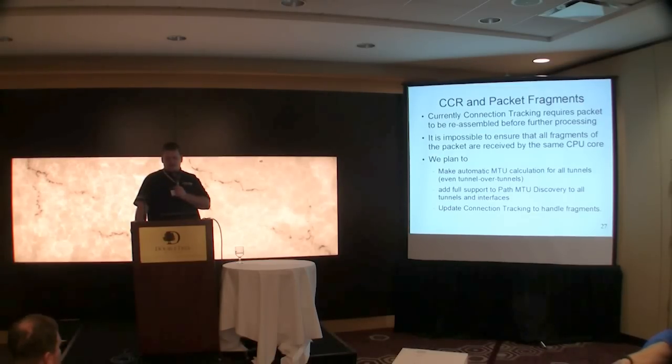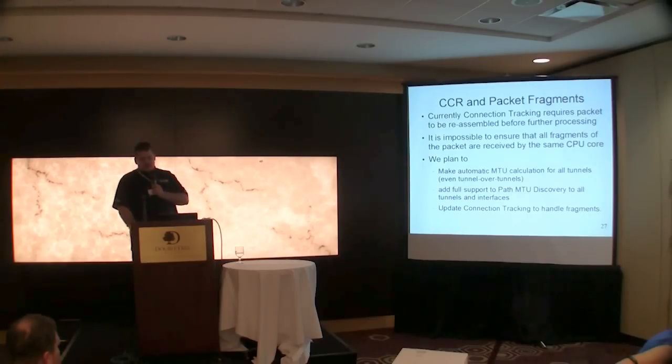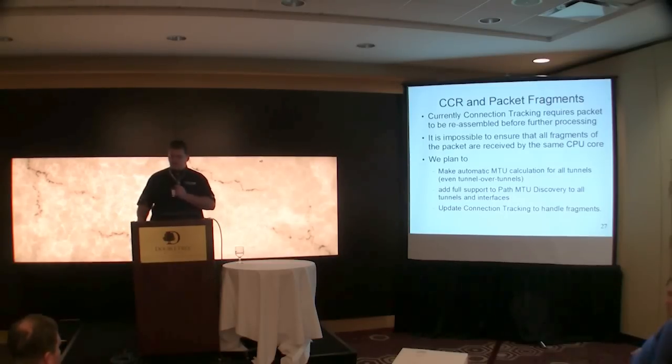But of course, we want to help you with that. So what we did, first of all, it's still in the process, in pipelines, but in one of the next versions, we will make automatic MTU calculations for all tunnels. You will not have to think, what size of MTU should I write here if I put this tunnel over this tunnel. It will now be calculated automatically. We will add full support of path MTU discovery to all tunnels and interfaces. And we will update connection tracking to handle fragments. So it will reassemble packets only when it's necessary. So these three things are now in testing pipelines. As soon as it looks like they are working fine, we will be ready to give you to test, to check out the improvements and such things.